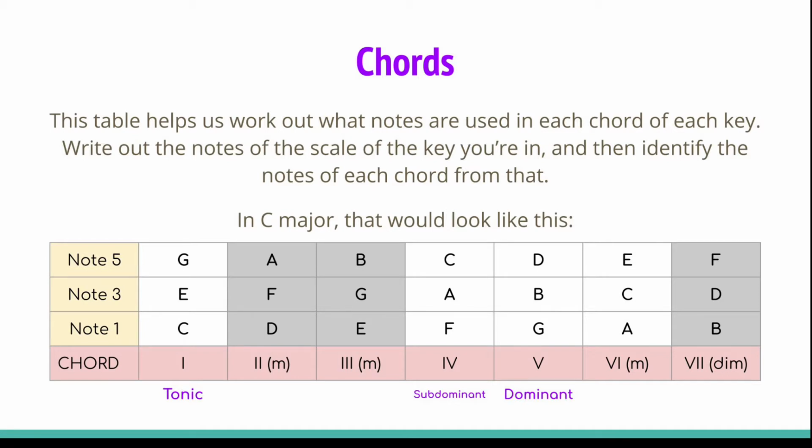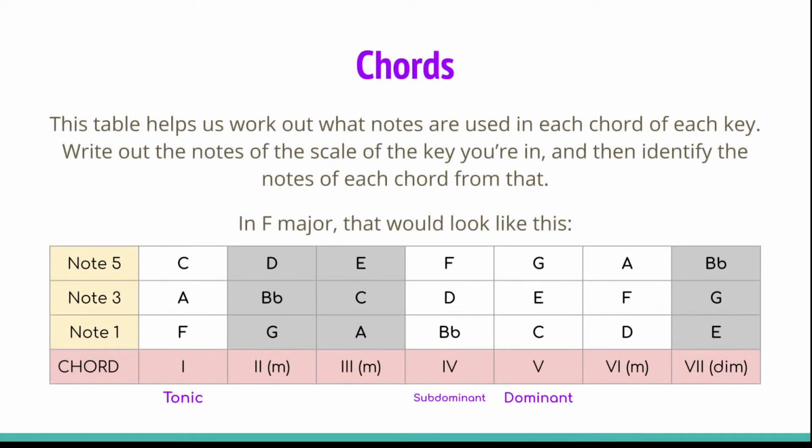Chord 1, the tonic, is the chord of C, and it will contain note 1, C, note 3 is an E, and note 5 is a G. Pause the video to copy this information into your booklet.